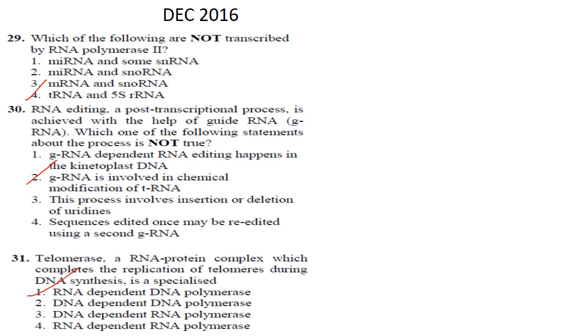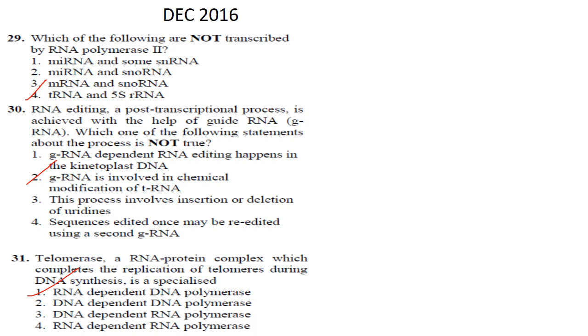Then next one. Which of the following are not transcribed by RNA polymerase 2? So tRNA and 5S rRNA are not transcribed by RNA polymerase 2. They are transcribed by RNA polymerase 3. So answer is option 4.